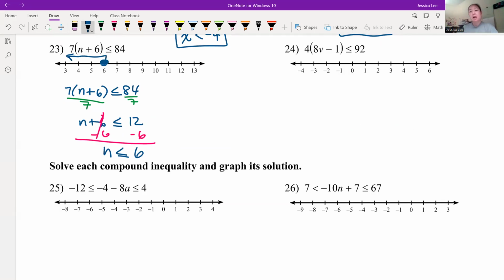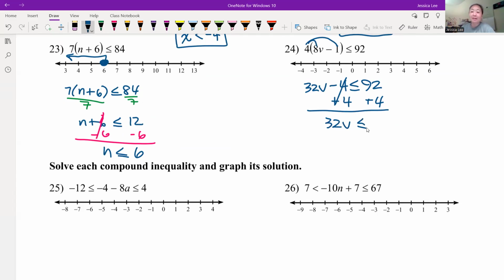Again, right here on 24, 4 times 8v is going to be 32v, and 4 times negative 1 is going to be minus 4, less than or equal to 92. And again, it's a two-step, so we're going to add 4 to both sides, and we have 32v, and 32 comes out so many times.